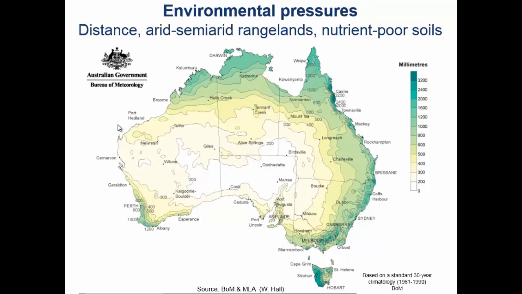The environmental pressures on our extensive grazing industries are quite strong and determine how they're managed and what the pressures on resources are. Distance is a big problem, hence the live export, and the fact that the feedlots are often located close to centres of population where processing occurs, but also where there's grain availability. So they're essentially in the coastal areas, and this rainfall map shows that much of our production is in less than 300 millimetres of rainfall.